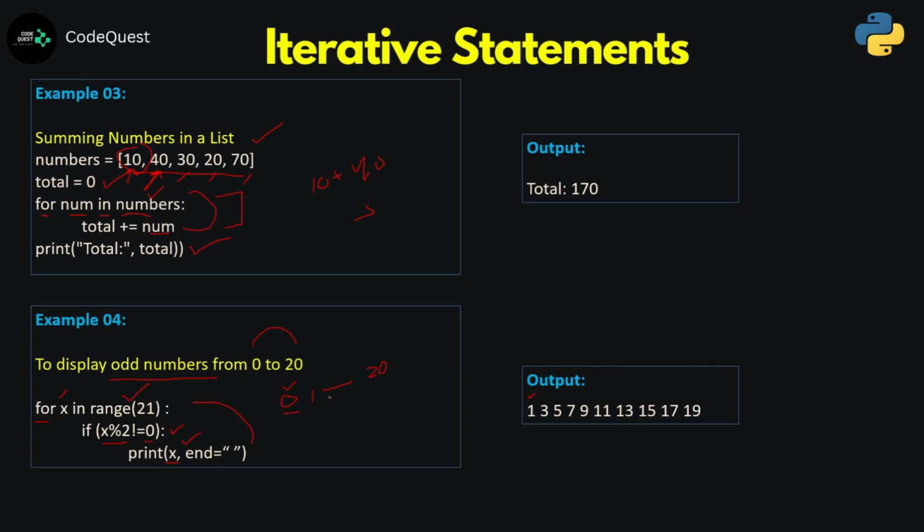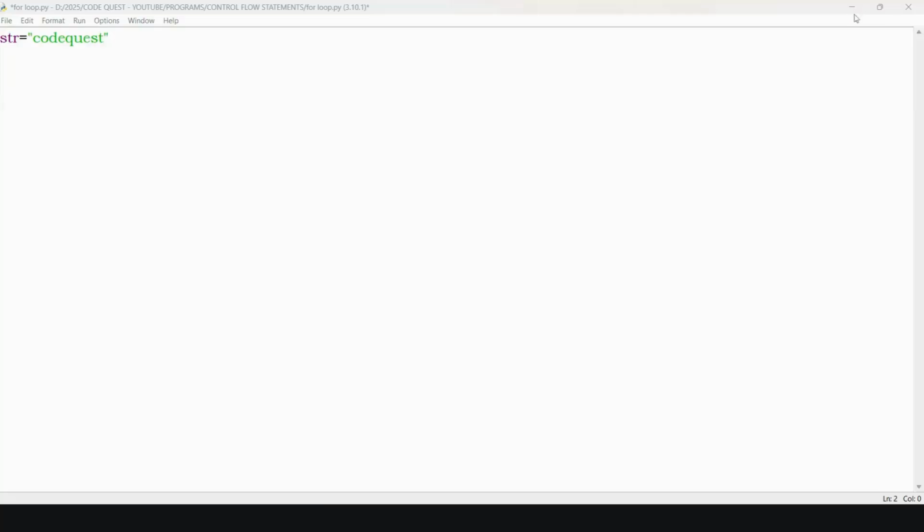So like that, when it keeps on moving to the remaining set of values present in the range function, it is going to find and print all the odd numbers that are present here.